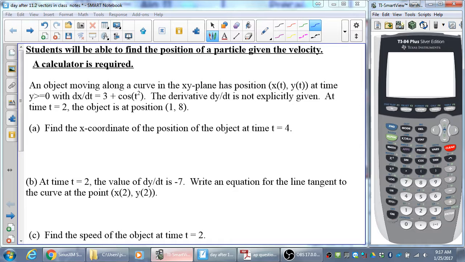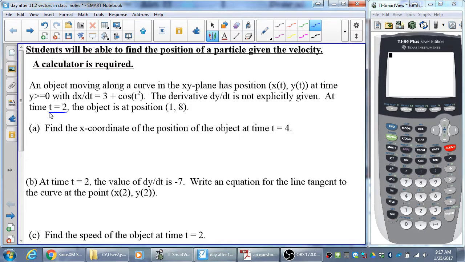At time t equals 2, the object is at position (1, 8). So they anchor it down. They tell us at t equals 2, we're at (1, 8). Find the x-coordinate of the position of the object at time t equals 4. Well, we're going to start when t equals 2. We're going to start at 1.